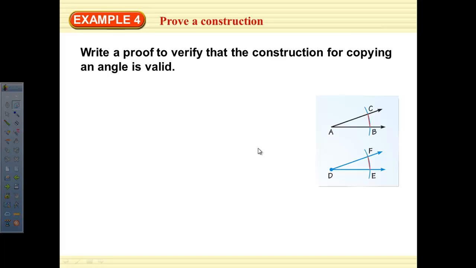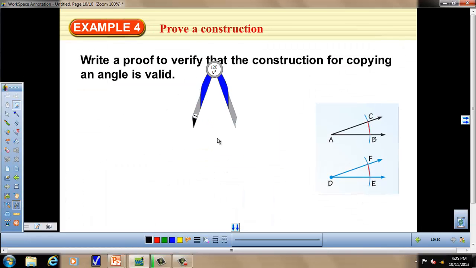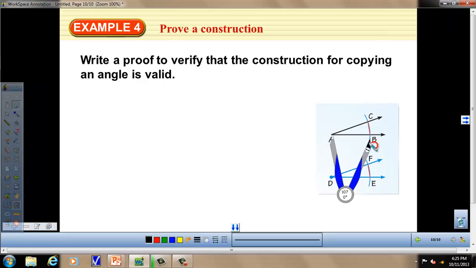For our last example, we're going to look at proving that copying an angle is valid. Remember how to copy an angle first of all. If we look at this carefully, I have my original. What I do here is start off by drawing an arc here, and then I copy it down here.